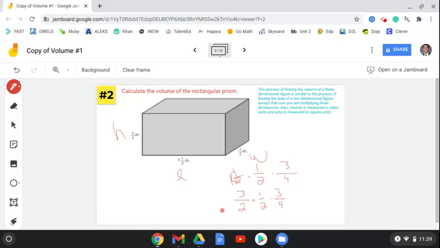I look and see, can I cross simplify? I can't. So I'm just going to multiply straight across. 3 times 1 times 3 is 9. On the bottom, 2 times 2 is 4. 4 times 4 is 16. So I get 9/16. What's my label? Please be sure to label. This is inches what? Inches cubed, right? Cubic inches. That is the volume of this rectangular prism.